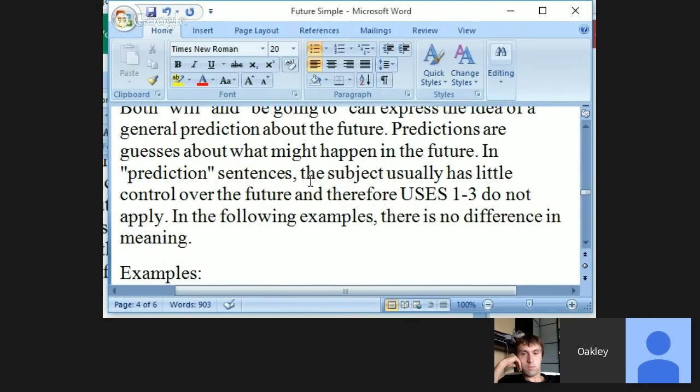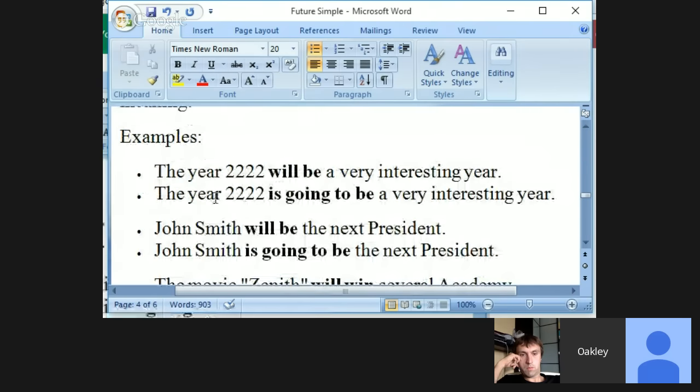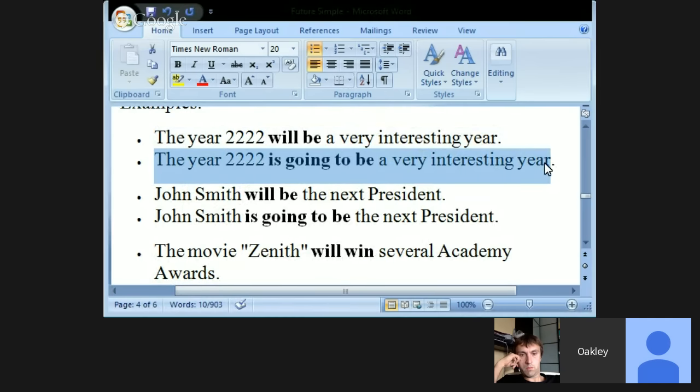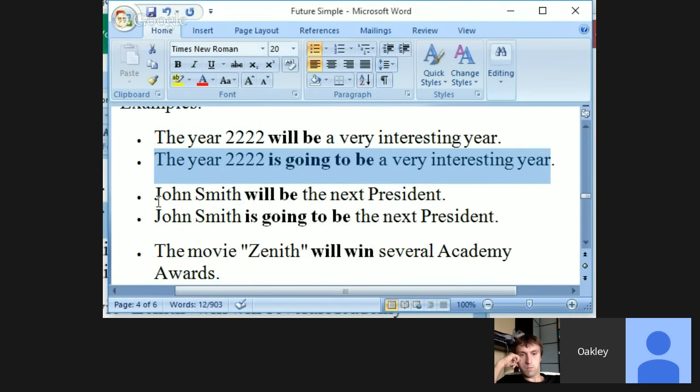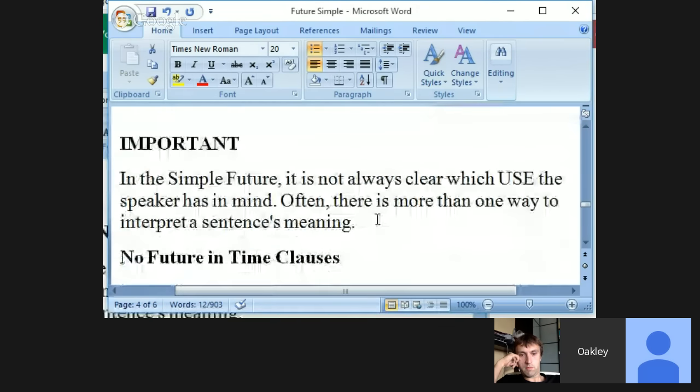Okay. In prediction sentences, the subject has little control over the future, and therefore it doesn't really matter. There's no difference in the meaning of these sentences. For example, the year 2022 will be a very interesting year. The year 2022 is going to be a very interesting year. Okay, who knows? Who cares? John Smith will be the next president. John Smith is going to be the next president. It's clearly these are all predictions, and it really doesn't make any difference.